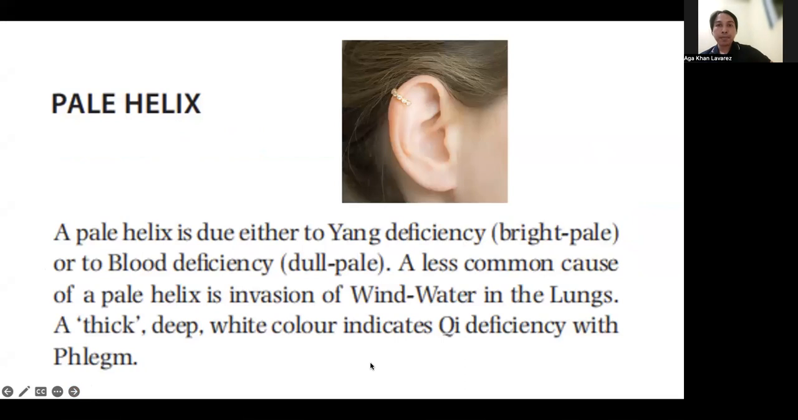Next, pale helix. A pale helix is due either to yang deficiency, bright pale, or to blood deficiency, dull pale. A less common cause of a pale helix is invasion of wind water in the lung. A thick, deep white color indicates yang deficiency with phlegm.